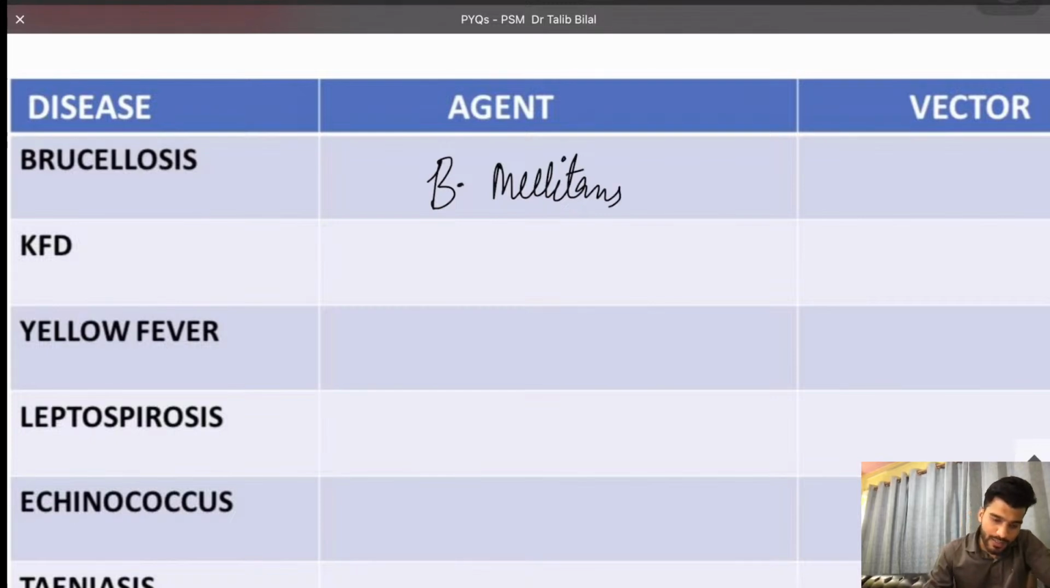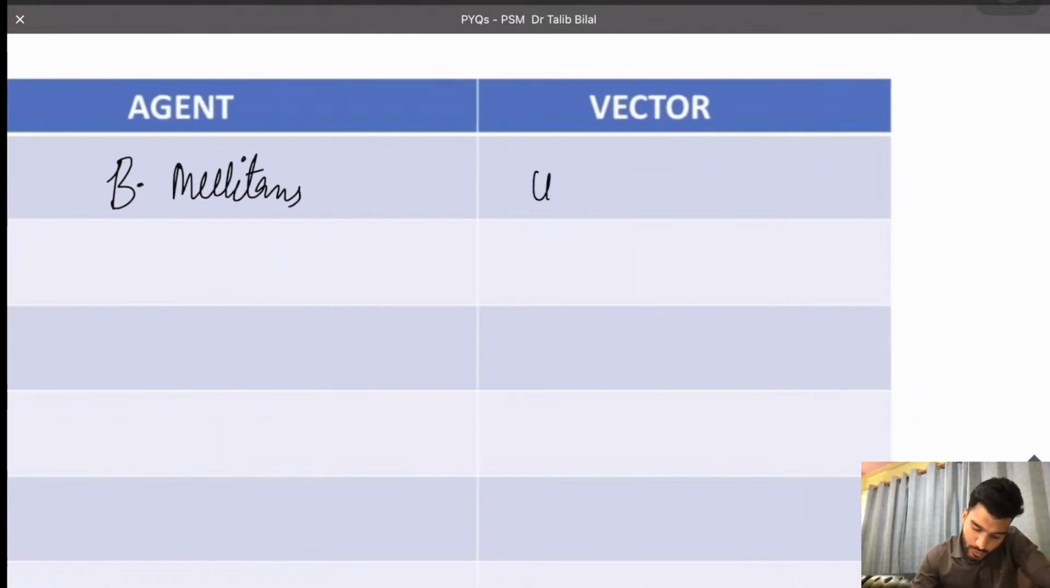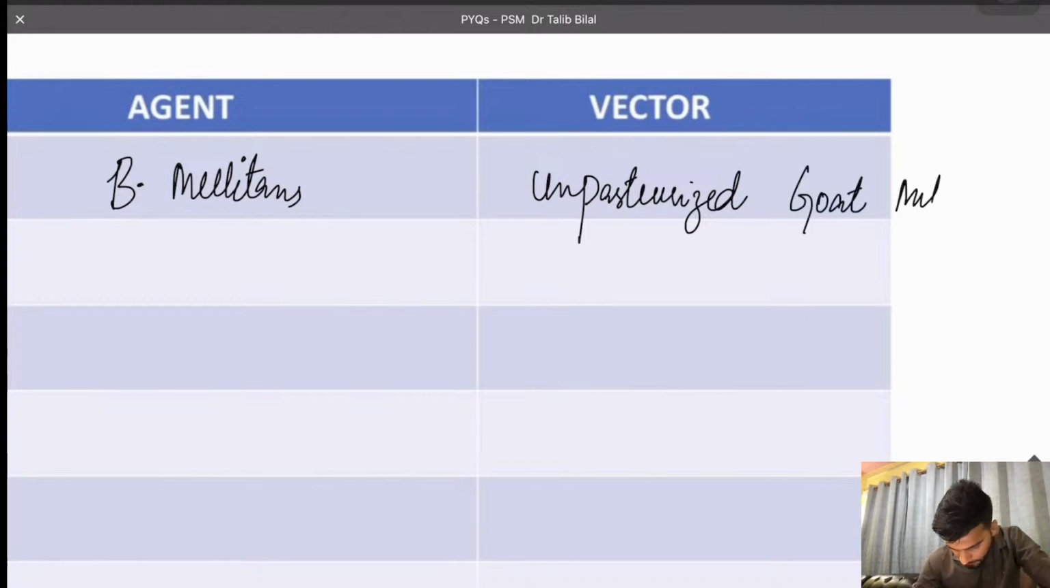And brucellosis, what is the vector, my dear students? It's due to the unpasteurized goat milk. That's why we are doing the phosphatase test and the coliform count during pasteurization. We are giving the methylene blue test, so that will tell us about the contamination. That's why we go for pasteurization, which is a disinfection process of the milk.